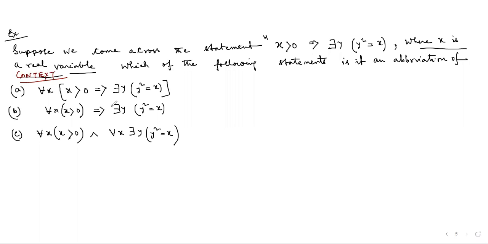Yeah, Antara Kumari, you have done it correctly. Others can think on this: the statement for all x greater than 0 implies there exists y such that y square equal to x will be the correct statement, and the other two statements will be wrong.